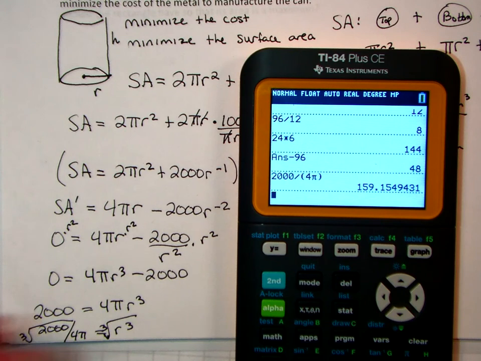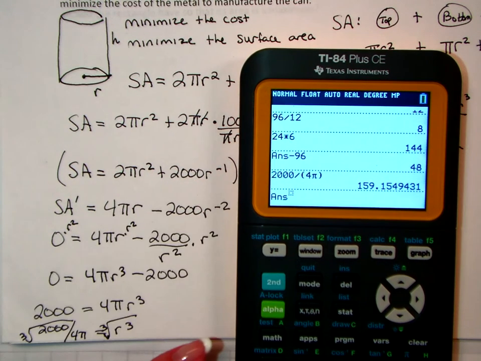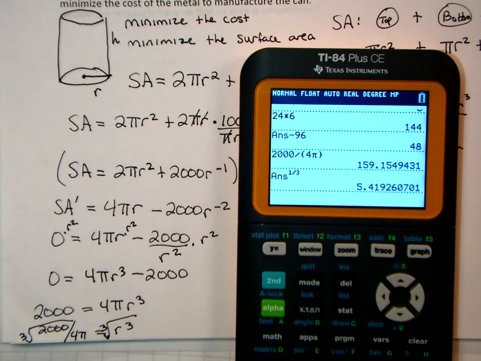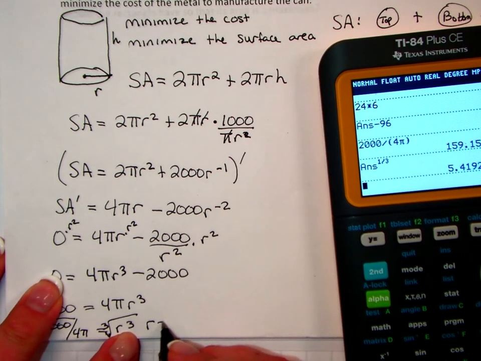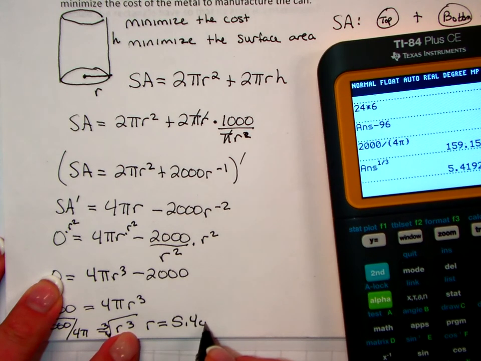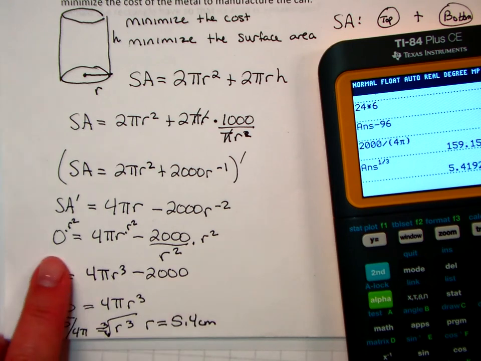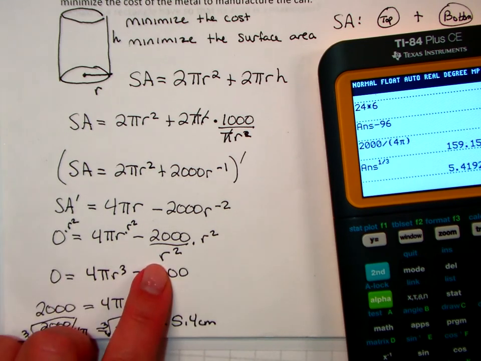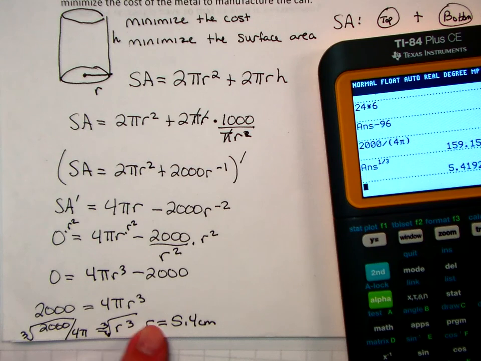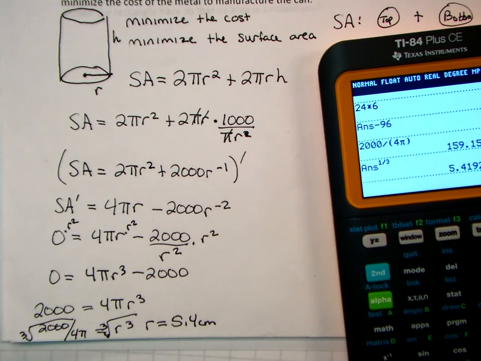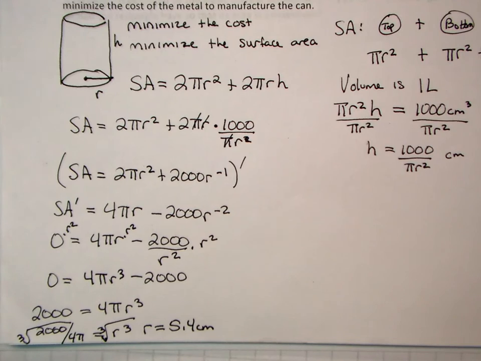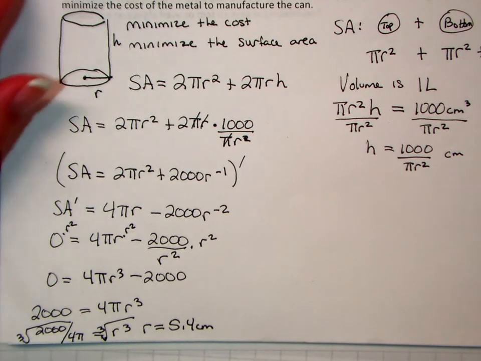All right, but we need to cube root this, so I'm going to raise this to the 1/3 power, and I'm going to get 5.4, right? So I'm just going to round it at the tenths place there, 5.4 centimeters. Now we do have one other critical number for this derivative, and that's because we have an r in the denominator. 0 is going to be a critical number, but having a 0 radius makes no sense with this problem, so I'm just going to ignore it, because if we have a 0 radius, we don't have a can, right? So I'm just going to treat the one critical number as our only viable solution here.